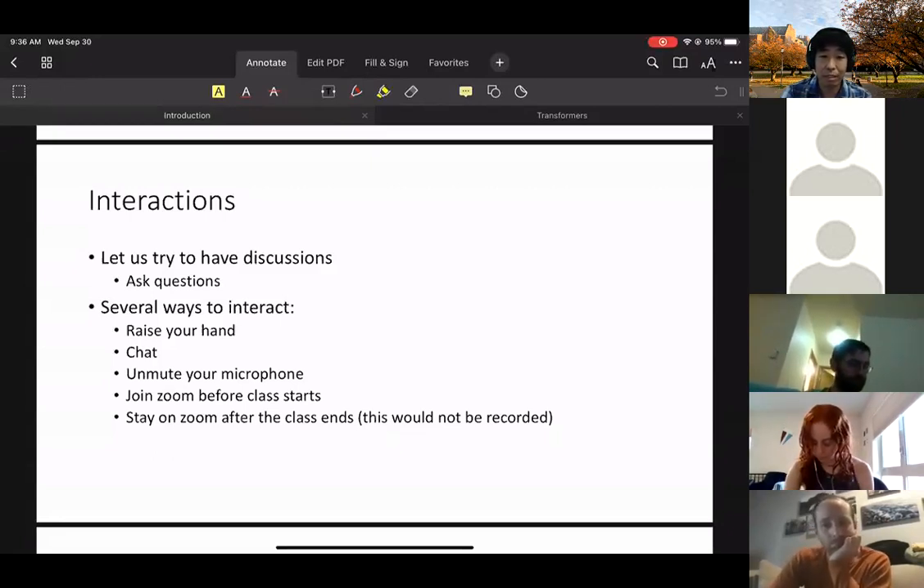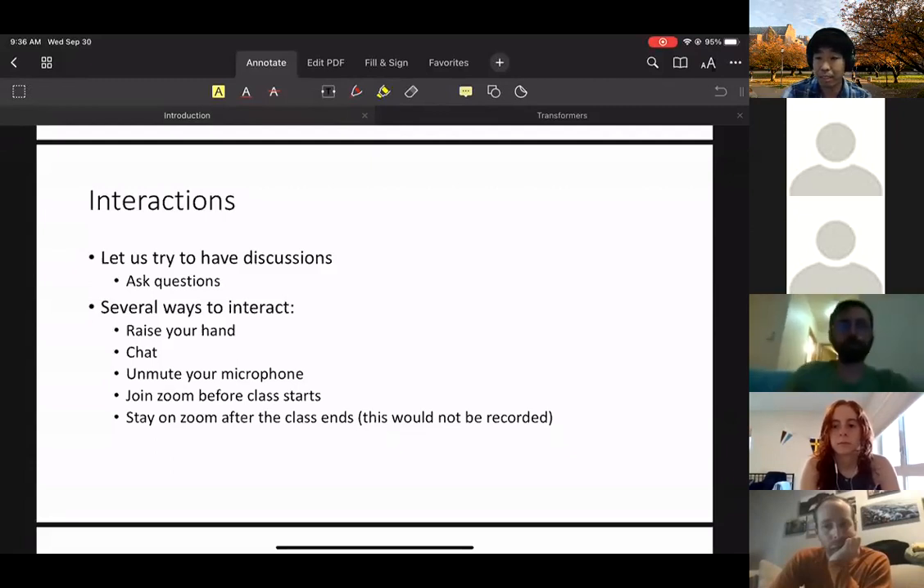So there's several ways to interact. One is raising your hand using the Zoom feature. I'll try to notice that. Okay, I'll try to check for raised hands in Zoom. I may not catch them all, right? So the best way to ask questions is probably just to unmute and say you have a question. Okay, that's probably the best way to ask questions.